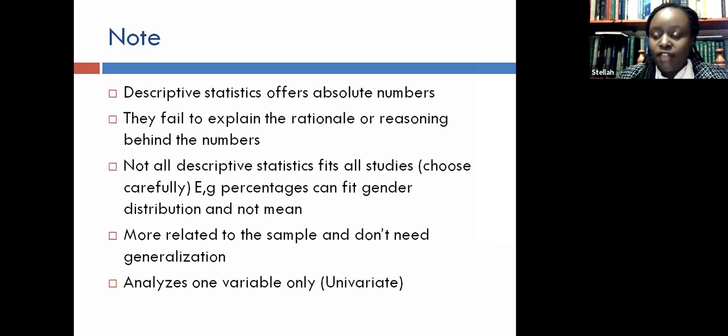Yes, mean or average, it's a descriptive statistic. But when I apply it to gender, I find a mean of 1, that is female, or a mean of 2, it does not really communicate a lot. So you have to choose very carefully which descriptive statistic you need to use in your research. Then it is related more to the sample and might not really be generalized. So if my study in high school A showed that 50% are male, 50% are female, it does not really mean that if I go and do it in high school B, the same will happen. So it does not really bring in the aspect of generalization as much as the inferential statistics does.